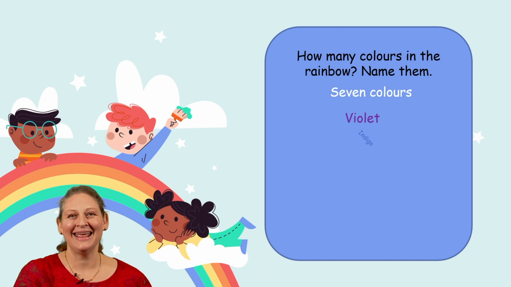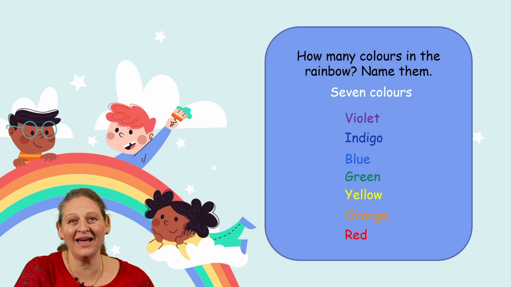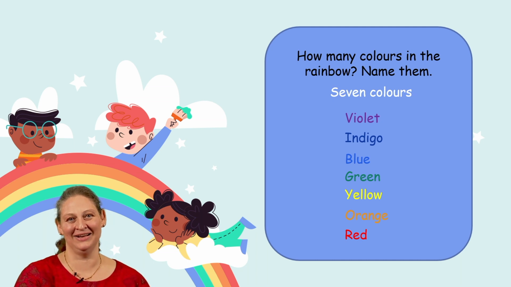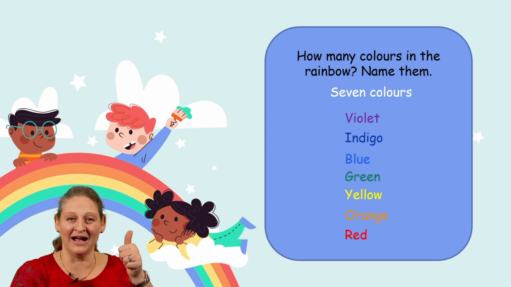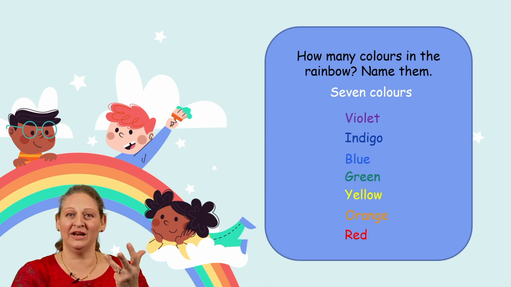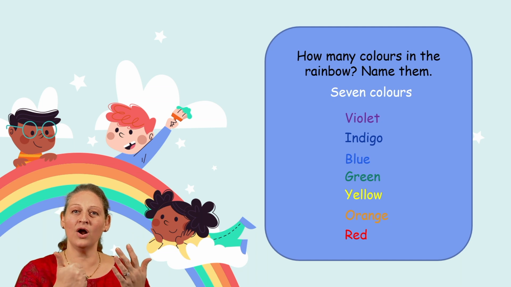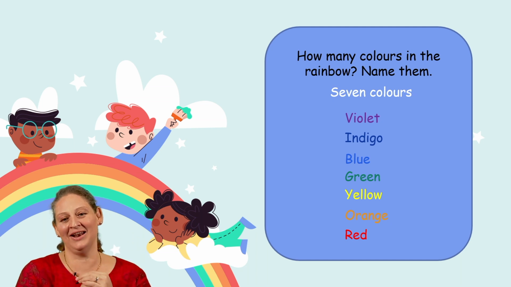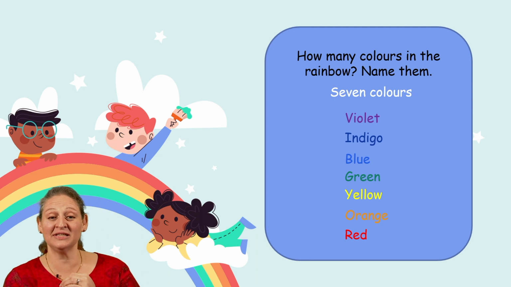Violet, indigo, blue, green, yellow, orange, and red. Very good. How many colors are there? 7 colors. What are they? Violet, indigo, blue, green, yellow, orange, red. 7 colors. Very good. Can you sing a rainbow?